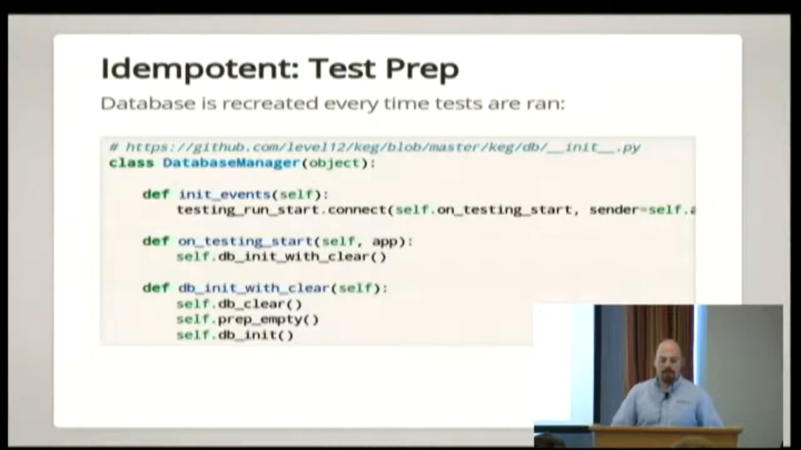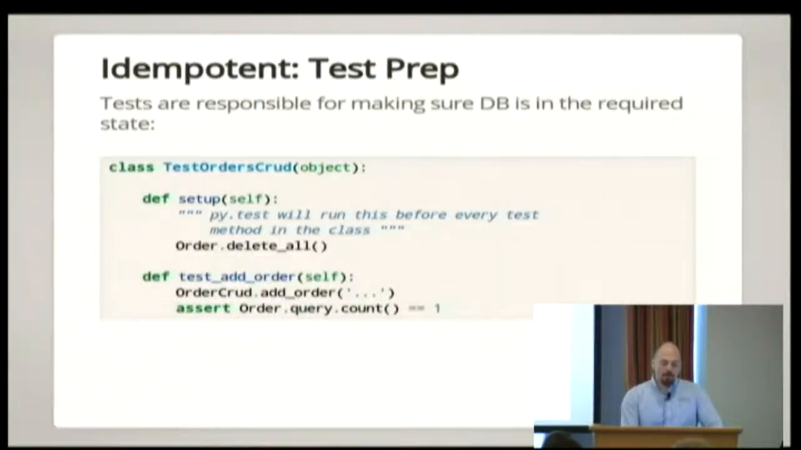Keg is making the assumption that if you're going to run a test, your database is going to be deleted at the very beginning, and all your tables are going to be wiped out and recreated so that you can start with tables that match what your ORM entities are expecting to be in the database. So the first rule for idempotent testing is that the database has to be recreated at the beginning of every test run. The second rule is that your tests are responsible for making sure that the database is in the required state. So if I'm writing a test, I have to make sure that the database is in the state that I expect it to be.